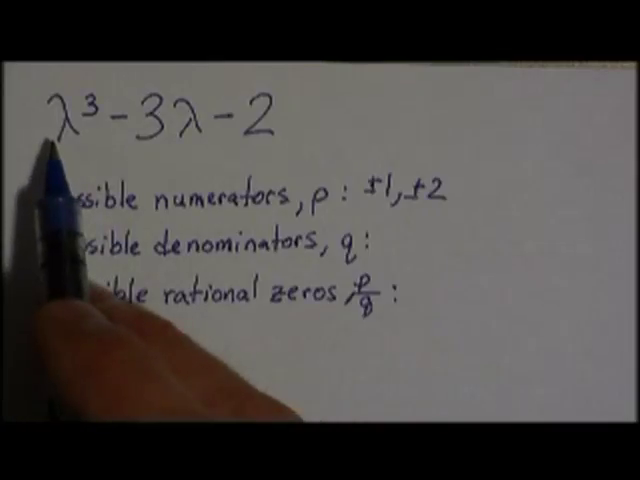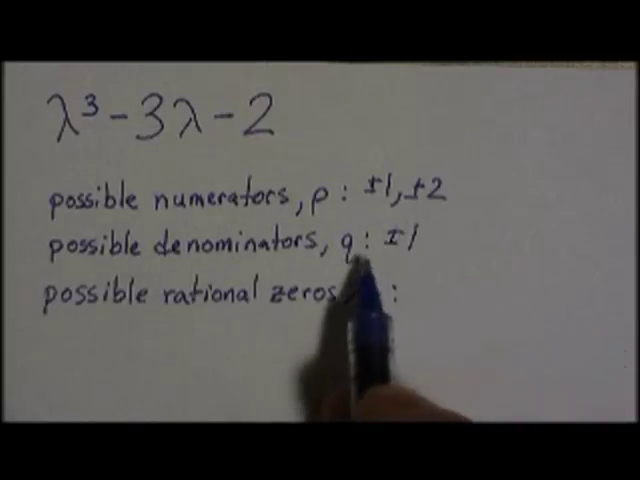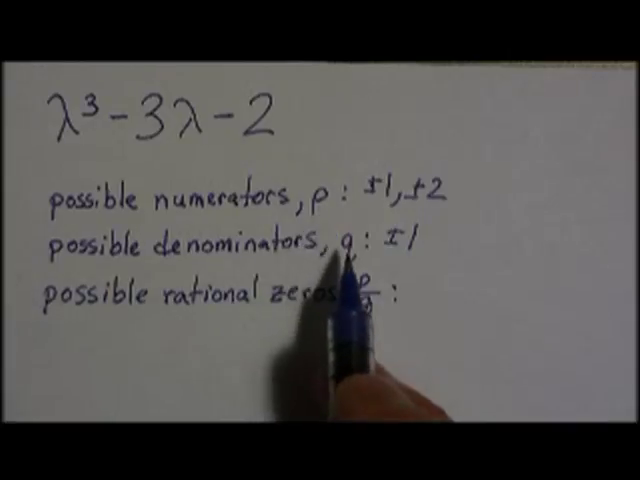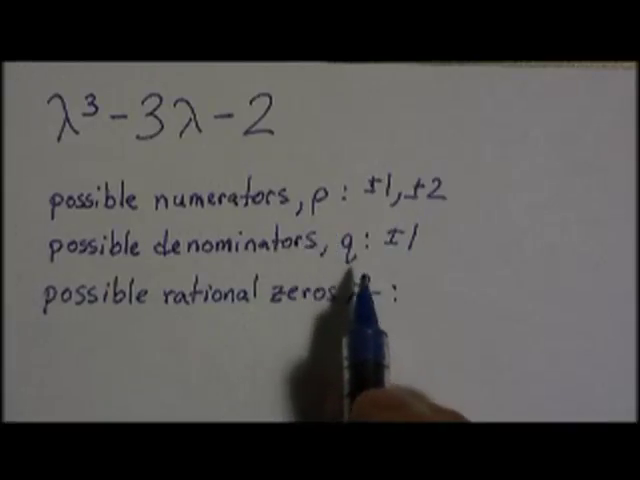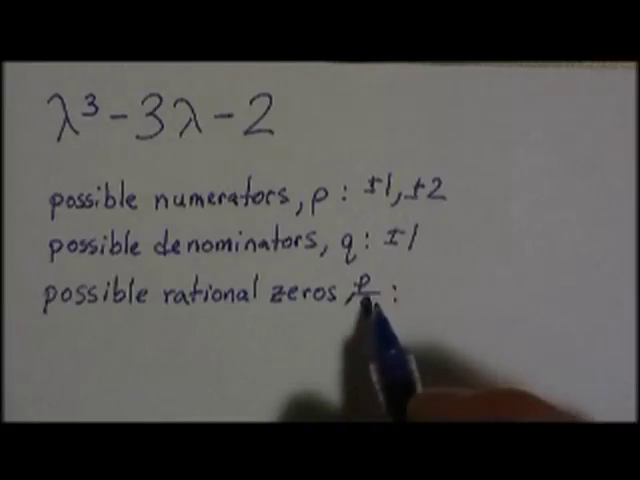And then look at the leading coefficient and its possible factors. Well, the only factors of 1 are plus and minus 1. So we're going to call those q. And then you take all of these p's and divide by all of these q's, and every single possibility that we get we're going to list over here. And those are going to be the possible rational zeros.